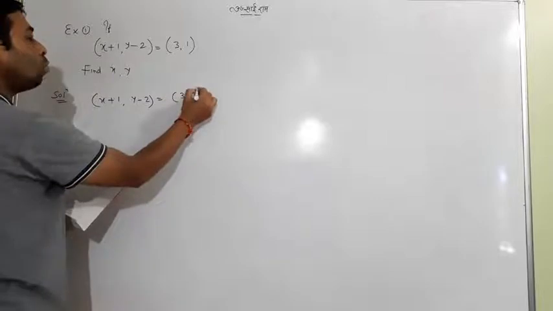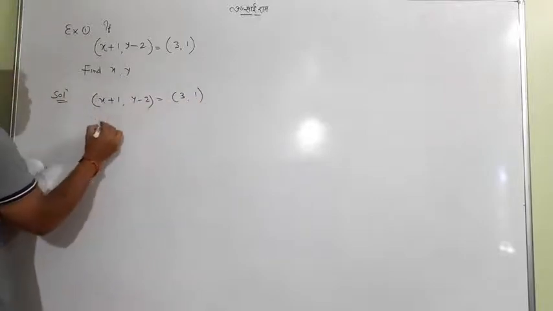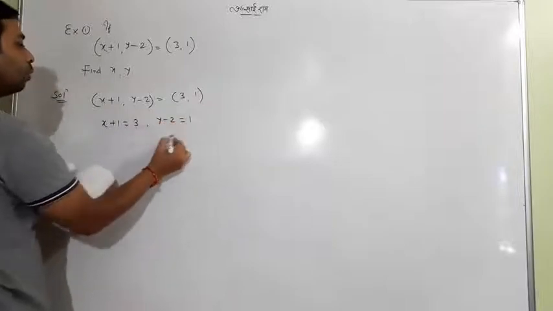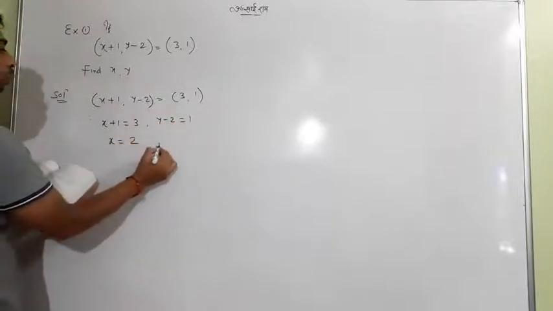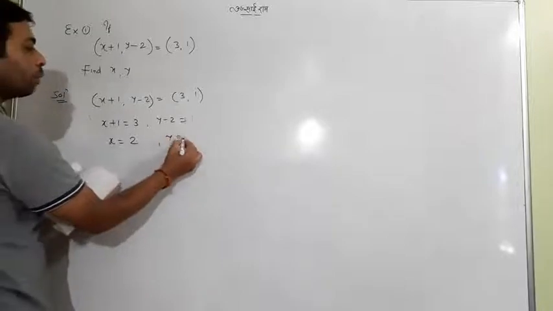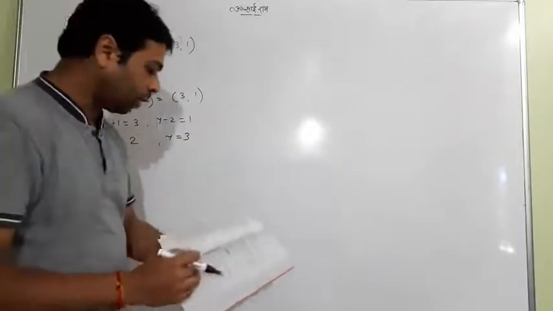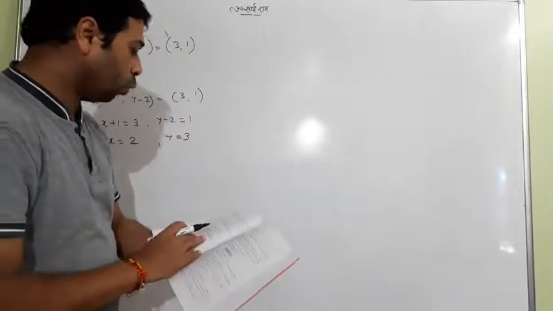If these two ordered pairs are equal, you can compare x plus 1 equal to 3 and y minus 2 equal to 1. So x equals 3 minus 1, which is 2, and y equals 1 plus 2, which is 3. So this is the answer. I don't want to discuss more about that. You can understand it on your own.